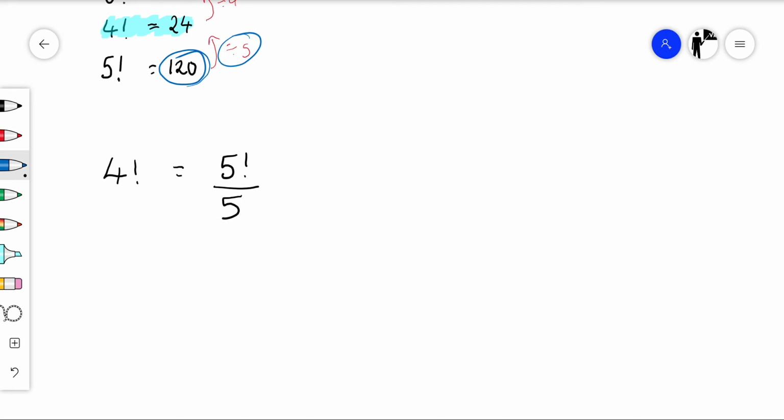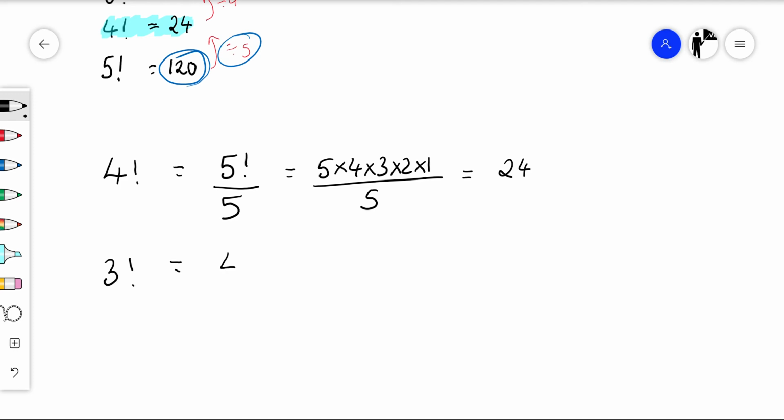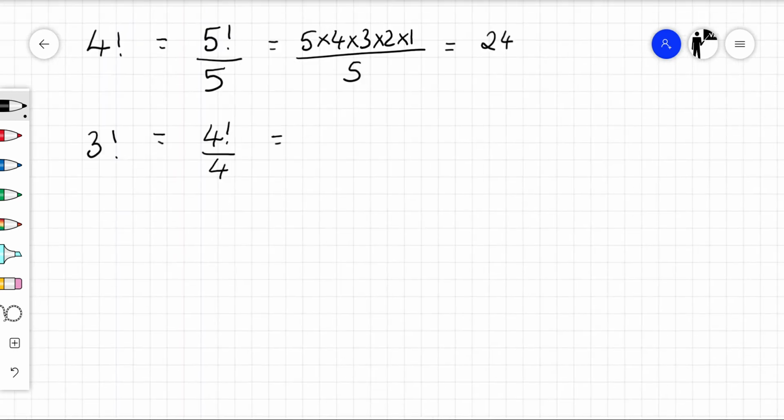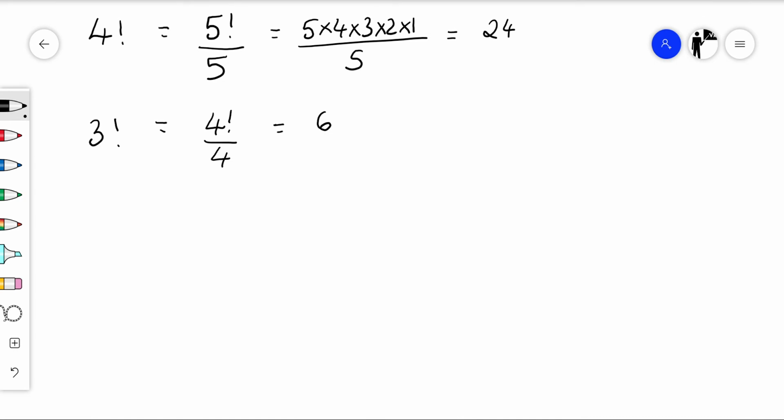Okay, so 4 factorial is 5 factorial over 5, so that's 5 times 4 times 3 times 2 times 1 over 5, which is 120 over 5, which is 24. And we can kind of just get that from the table above as well. Same sort of thinking, we could rethink 3 factorial as 4 factorial over 4. 4 factorial over 4 gives us 6.